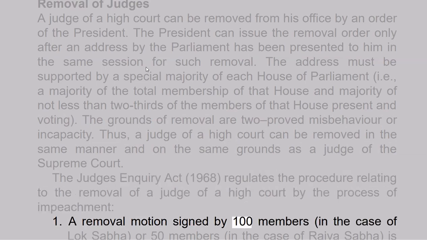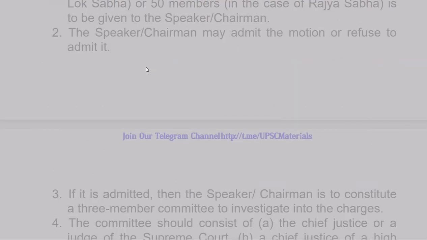1. A removal motion signed by 100 members, in the case of Lok Sabha, or 50 members in the case of Rajya Sabha, is to be given to the Speaker or Chairman. 2. The Speaker or Chairman may admit the motion or refuse to admit it. 3. If it is admitted, then the Speaker or Chairman is to constitute a 3-member committee to investigate into the charges.